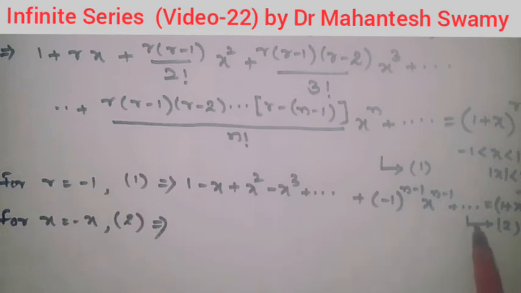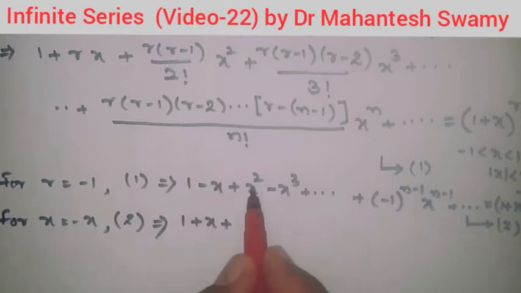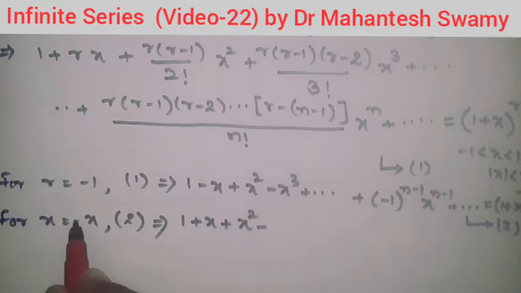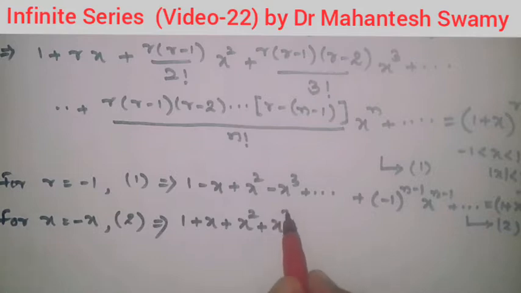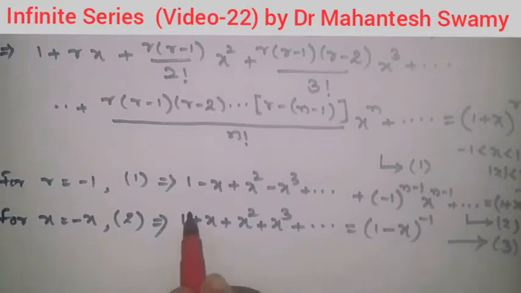Now in series number 2 we are substituting x is equal to minus x, so it is going to be 1 plus x here, minus minus plus x. So here plus as it is, minus x whole square is again x square, and minus x whole cube is minus x cube, therefore it becomes plus x cube. Like that it will go on, and on the right hand side it is 1 plus of minus x, that is 1 minus x whole to the power of minus 1. So this is another series we are going to use, call it equation number 3.